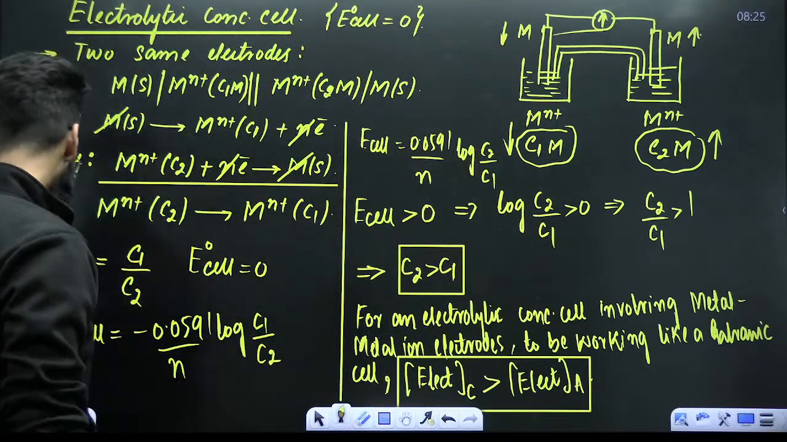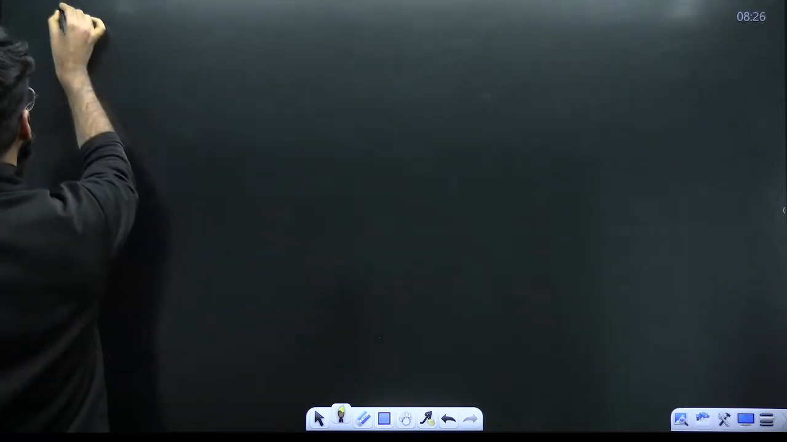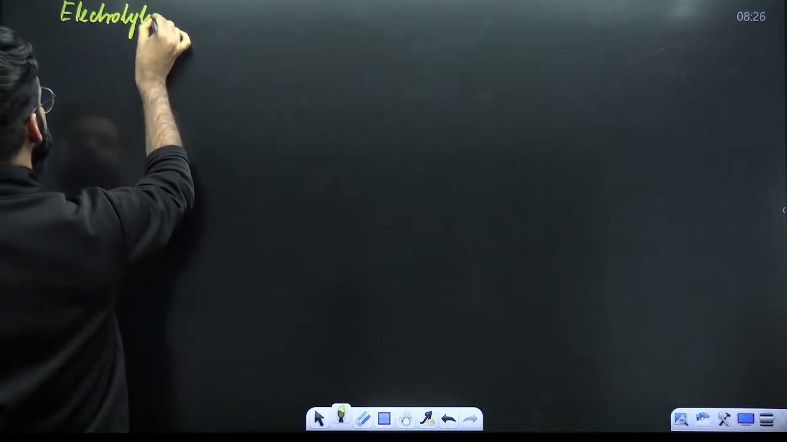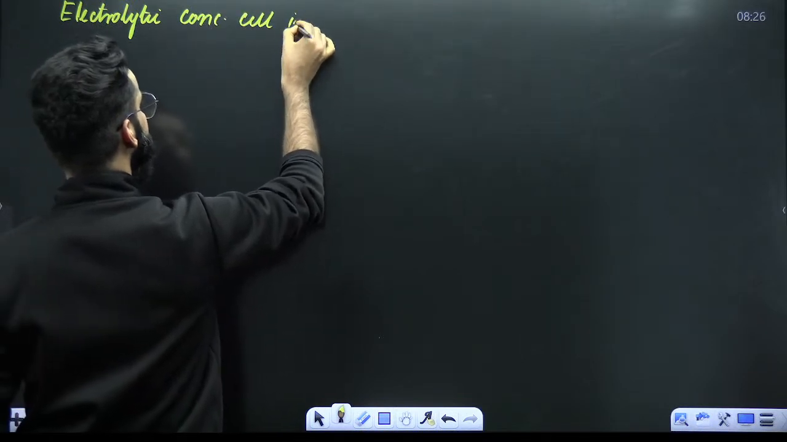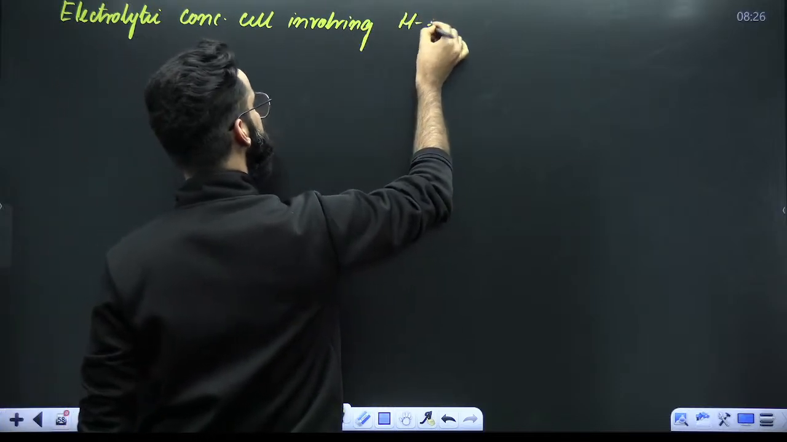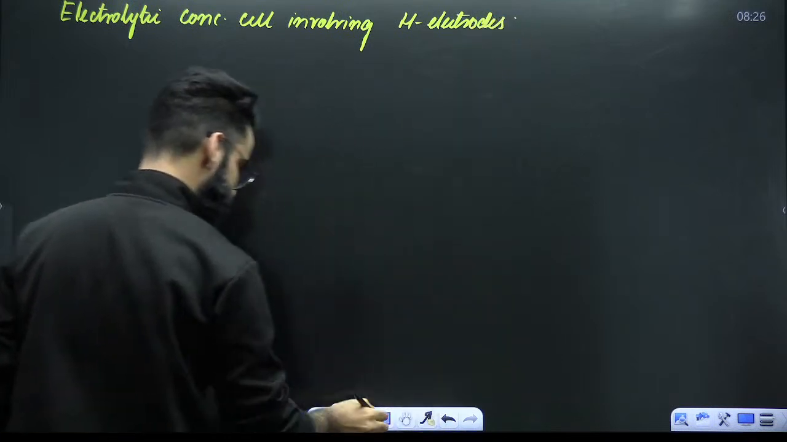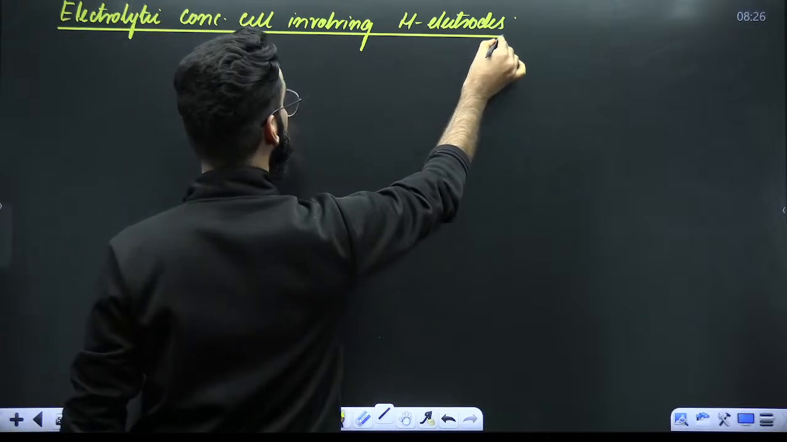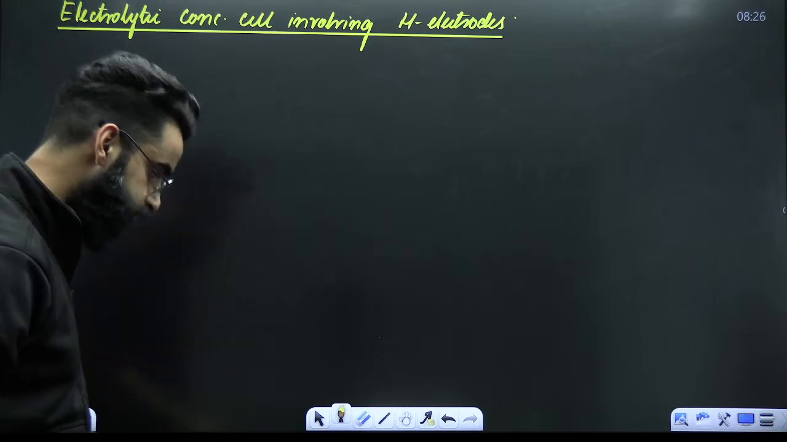Okay, so this was our first point. Now comes the second point. There is something called electrolytic concentration cell involving hydrogen electrodes. There is one special type of cell which is called electrolytic concentration cell involving what? Involving hydrogen electrodes. Now, what does this cell exactly look like?